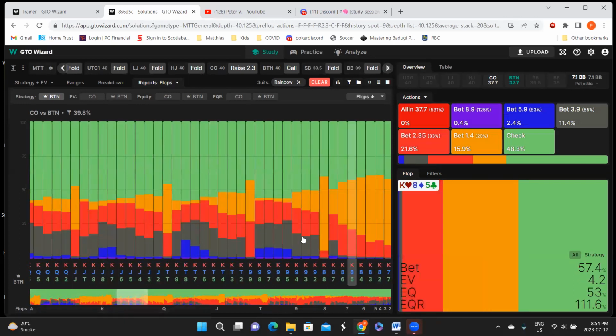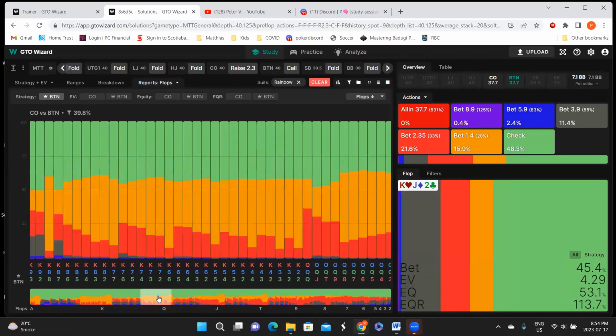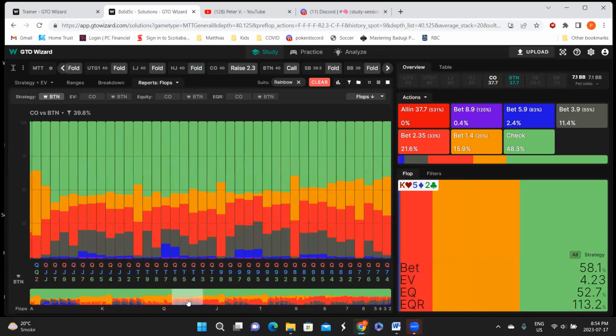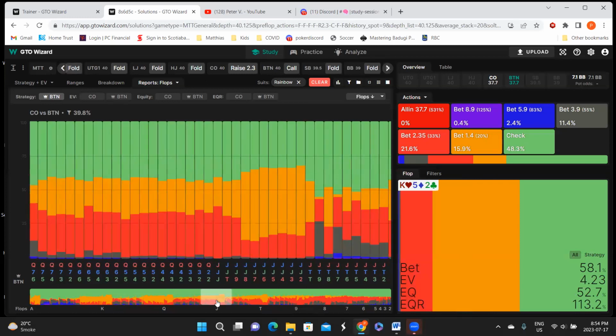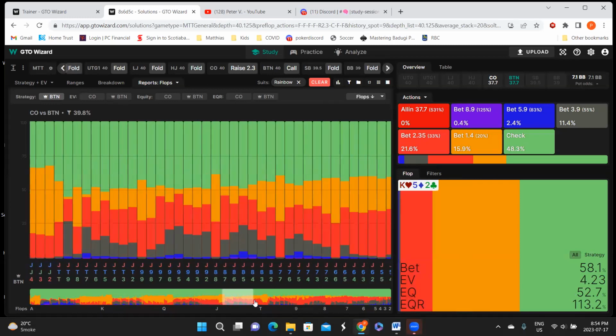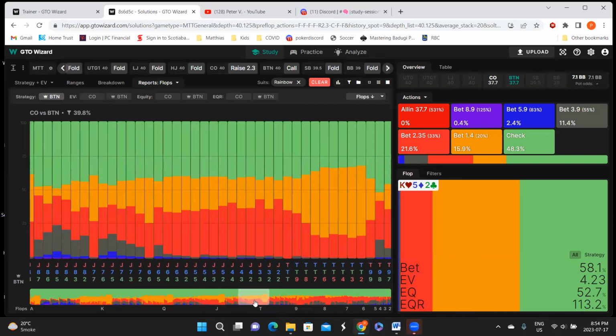King with high cards, we're going to see some polarization, some big betting. King with small cards, small betting. Queen with big cards, big betting. Queen with small cards, small betting. And that kind of repeats itself all the way down here throughout the Broadway side of the board.